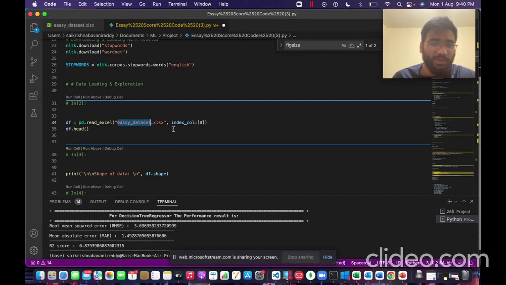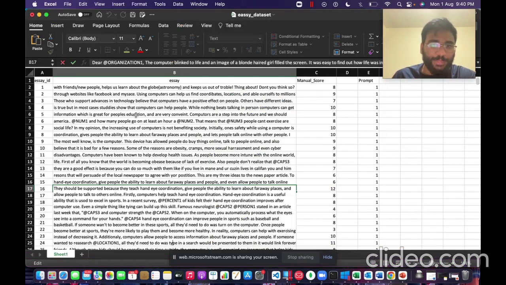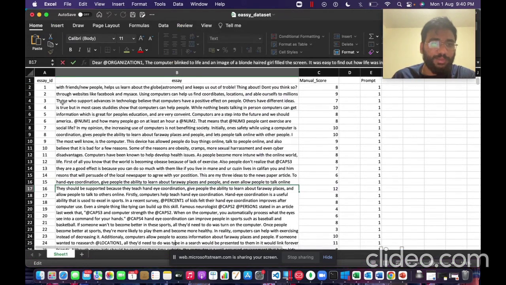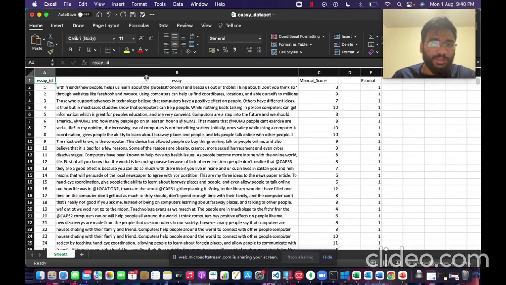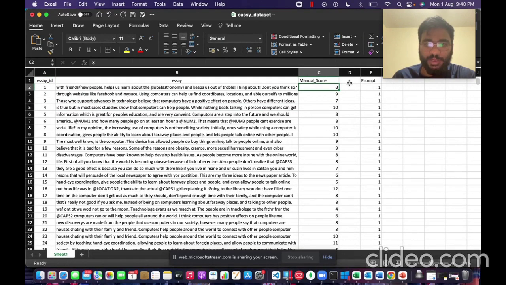I have read the data set which I use for my project. This is the Excel data set, so I can show you the data set. I downloaded this data set from Google. These are the columns which we have: SID, essays, manual score, prompt, and some empty ones. And I did not modify anything in this Excel file.